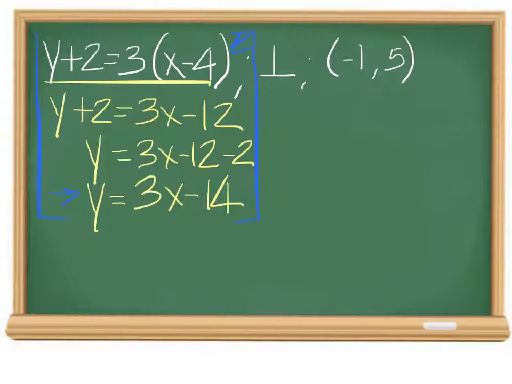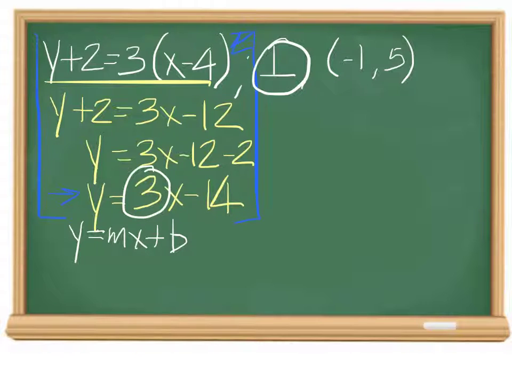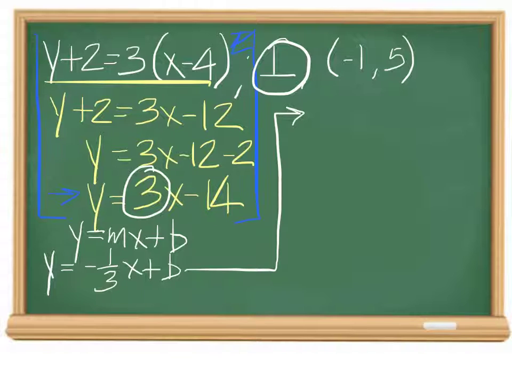You must find a new equation and start off with y equals mx plus b. Since this is perpendicular, you must use the negative reciprocal of this slope. The negative reciprocal is a negative 1/3. And now you must work to find b to complete the equation. B is the y-intercept. So insert the point negative 1, 5 to get 5 equals a negative 1/3 times negative 1 plus b. And solve for b from that point on.